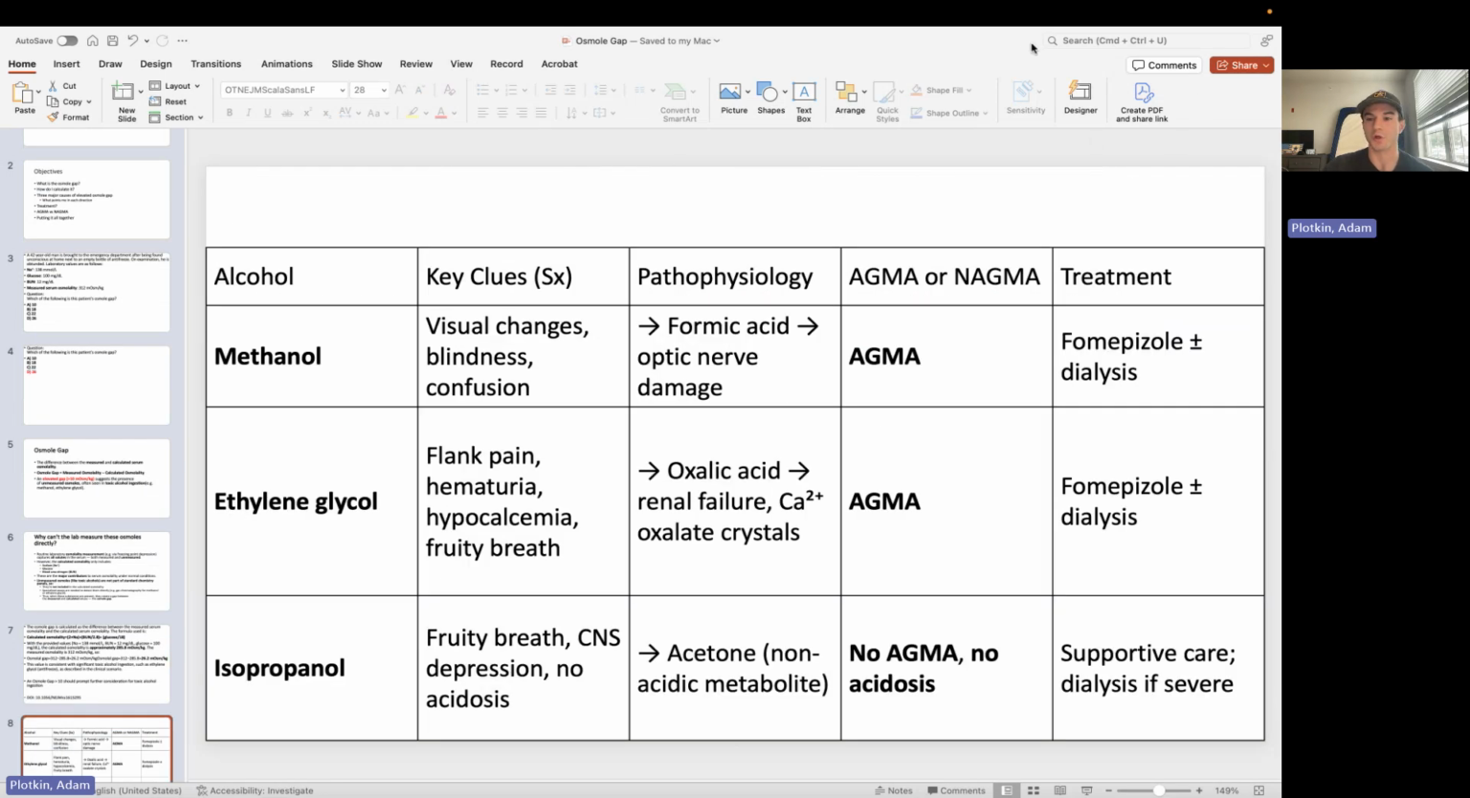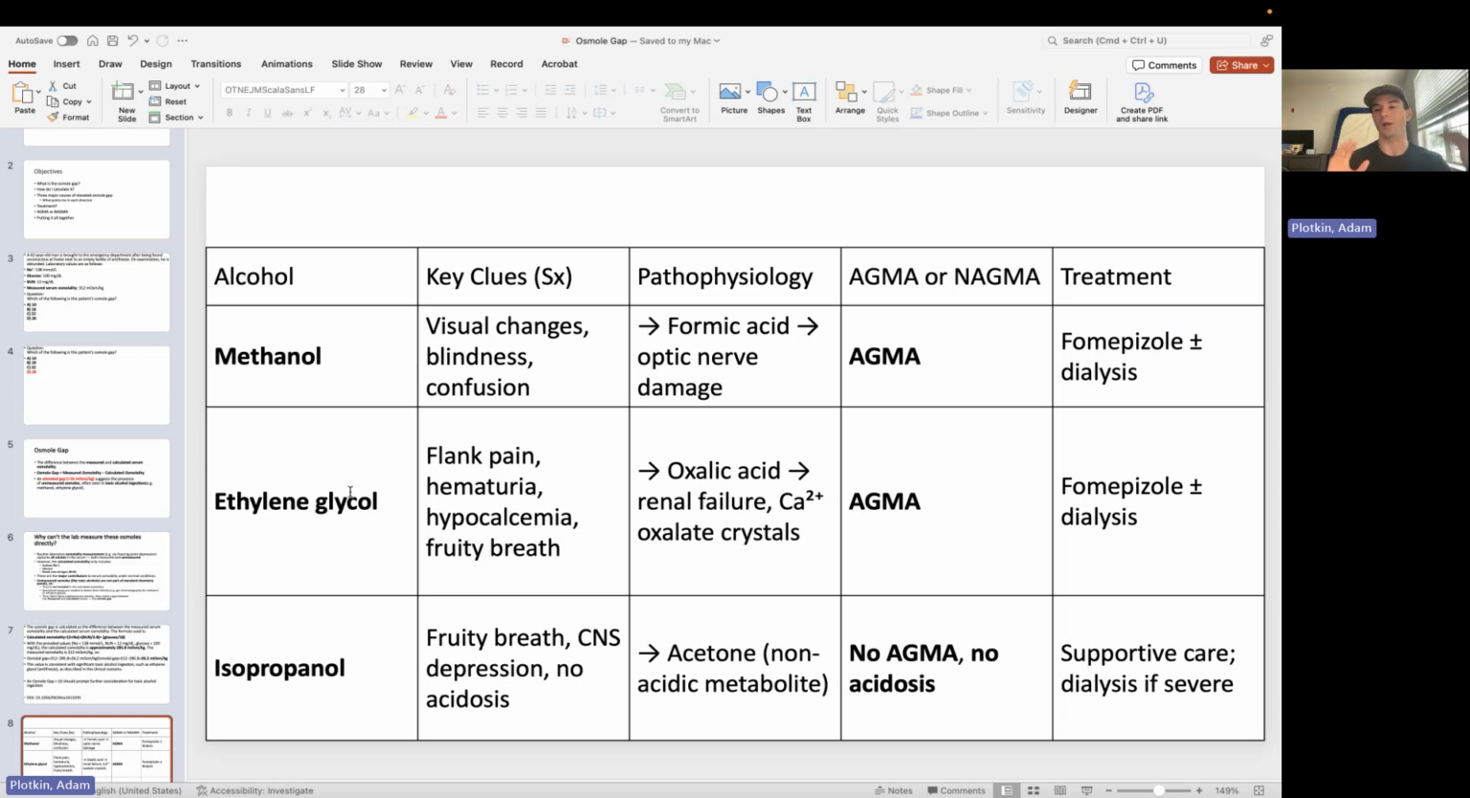All right. So I wanted to talk about the three major toxic alcohols. If you're going to know one slide, I would know the equation I just talked about, and then this slide. This is going to get you your points on your exam and save a patient's life in real life. So we've got methanol. When I think about methanol ingestion, we've got the elevated osmole gap, and then I'm going to look for visual changes, blindness, and confusion. The reason is methanol is broken down into formic acid, and formic acid can cause optic nerve damage. This formic acid will lead to an anion gap metabolic acidosis, and then we're going to use fomepizole and dialysis to treat the patient.